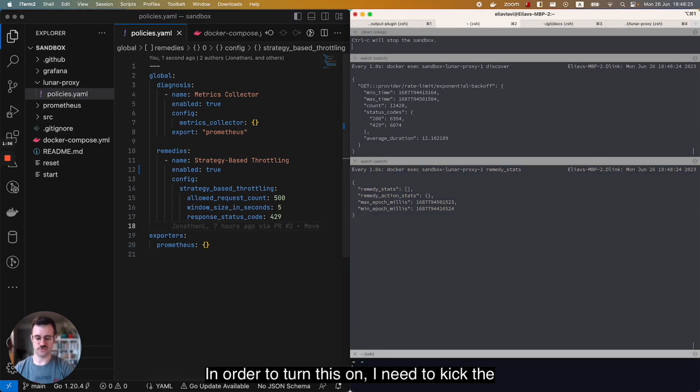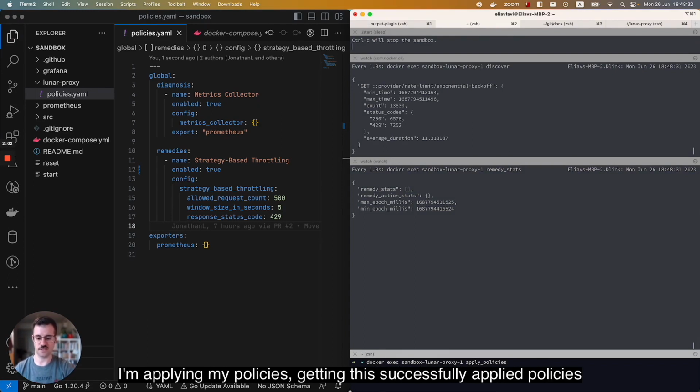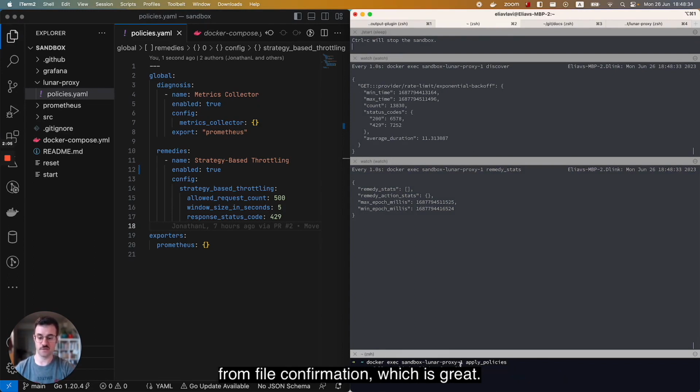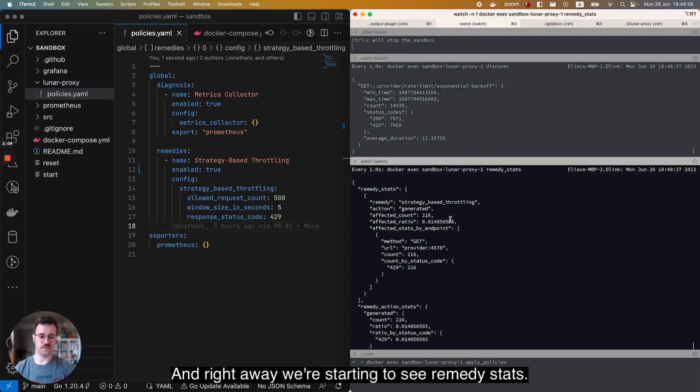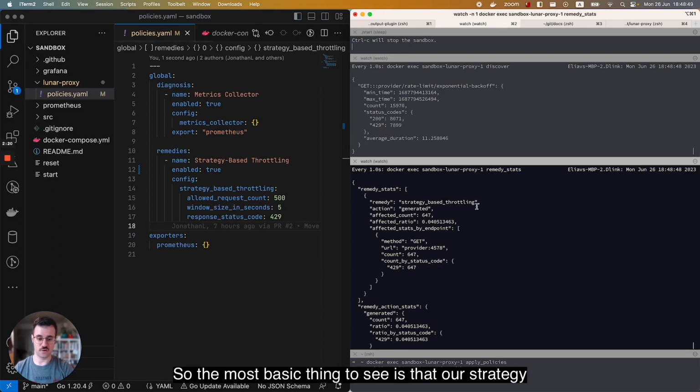In order to turn this on, I need to run the apply policies command, which we have here. I'm applying my policies, getting this successfully applied policies from file confirmation, which is great. And right away, we're starting to see remedy stats. Remedy stats means that something happened in the system in terms of remedies. So the most basic thing to see is that our strategy-based throttling is working. We just turned it on and we can see it.